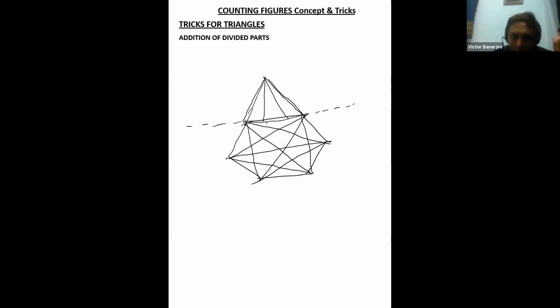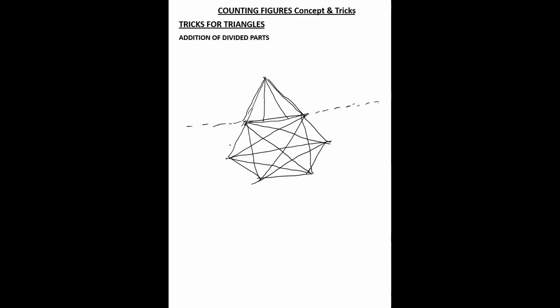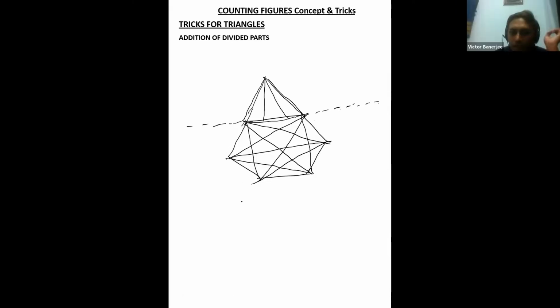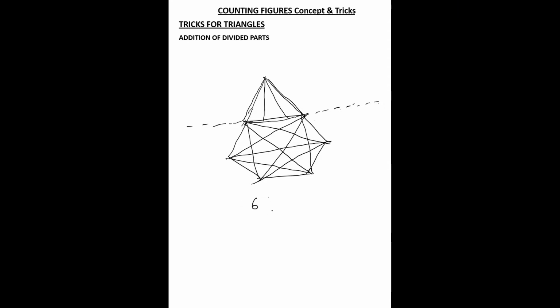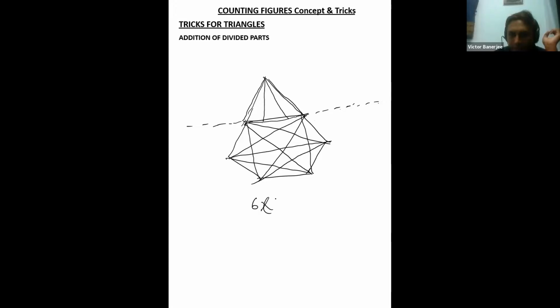First, tell me, below this dotted line, what is that figure? How many sides are there? Pentagon. Hexagon. So for a hexagon, total number of lines, n into n minus 1 by 2, 6 is the total number of sides. So 6 into 5 divided by 2, right? So that's 15. Total lines 15.